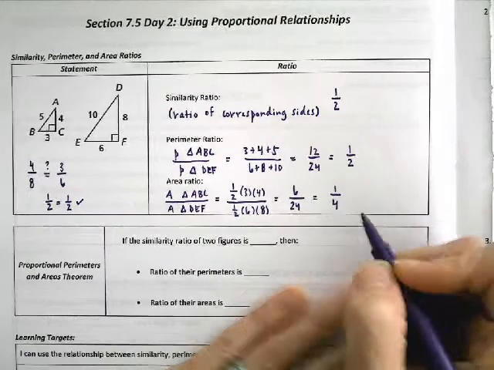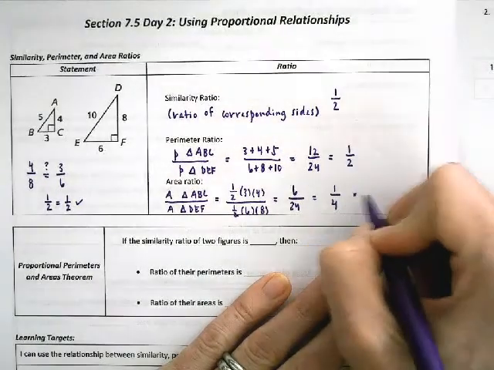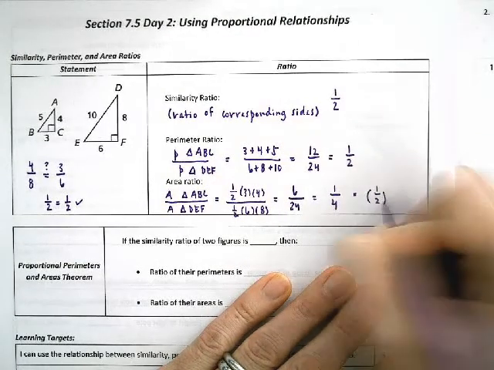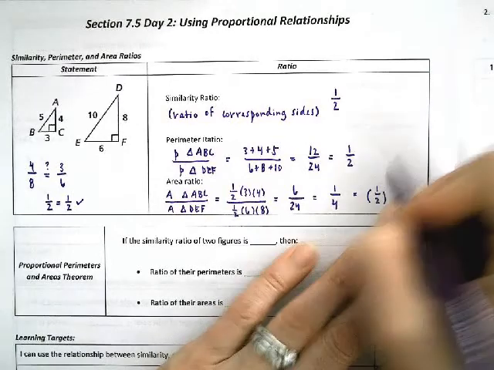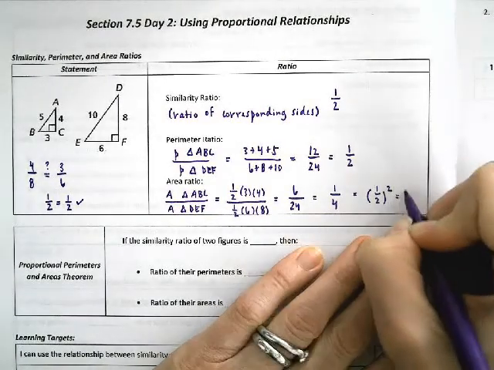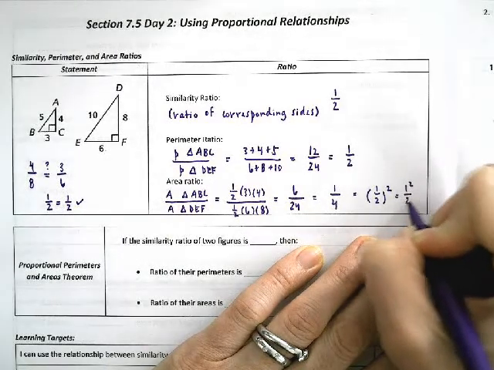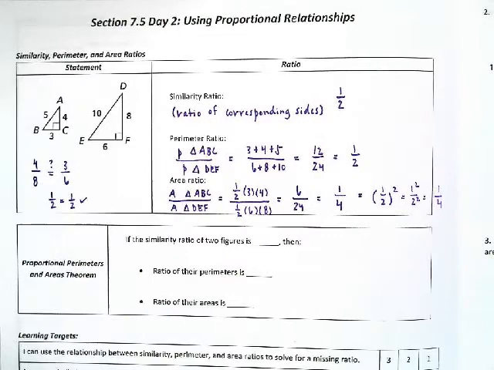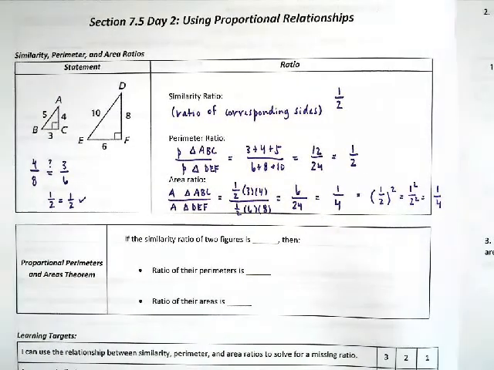Now, what I want us to recognize here is that 1/4 is just our similarity ratio, or our ratio of the perimeters, squared. If I took that 1/2 and I squared it, I would get 1 squared over 2 squared, which is 1/4. And that's going to be the key to this whole thing.